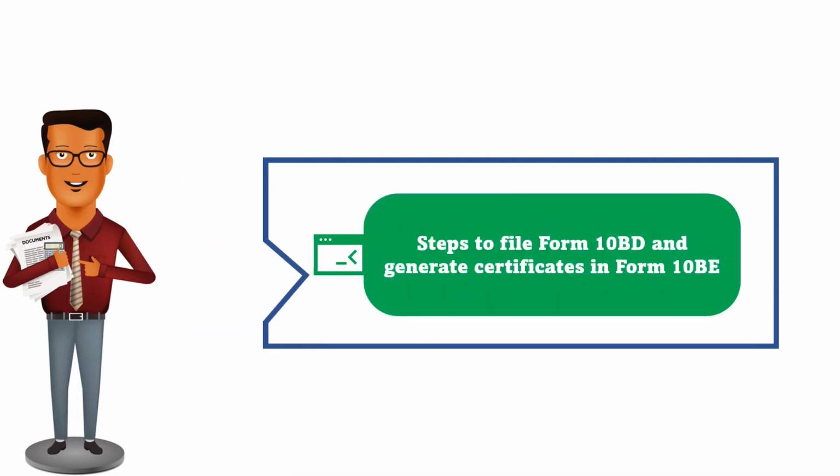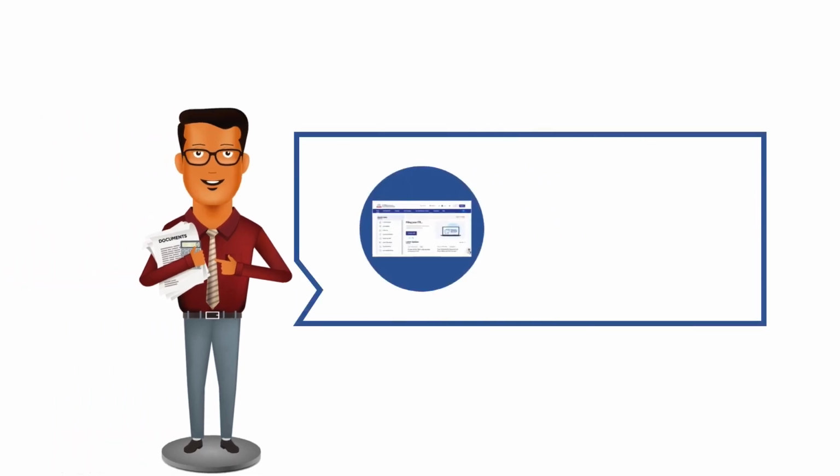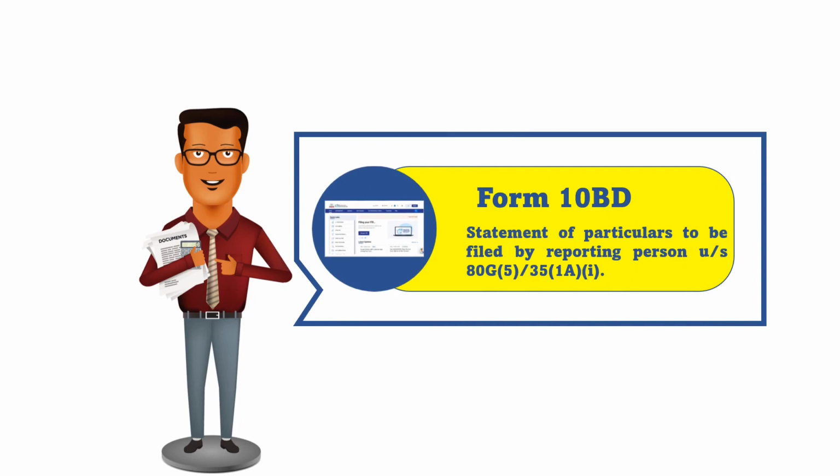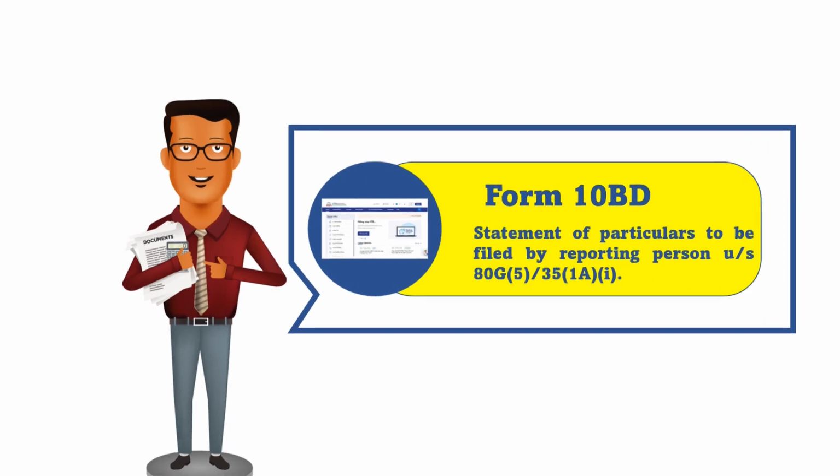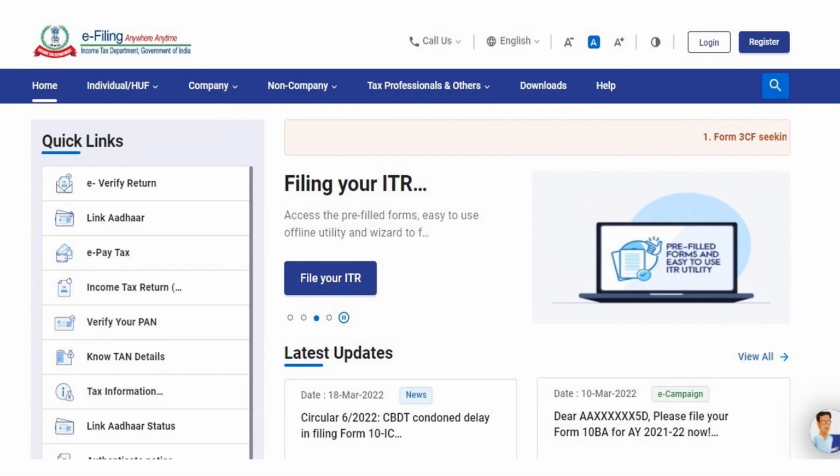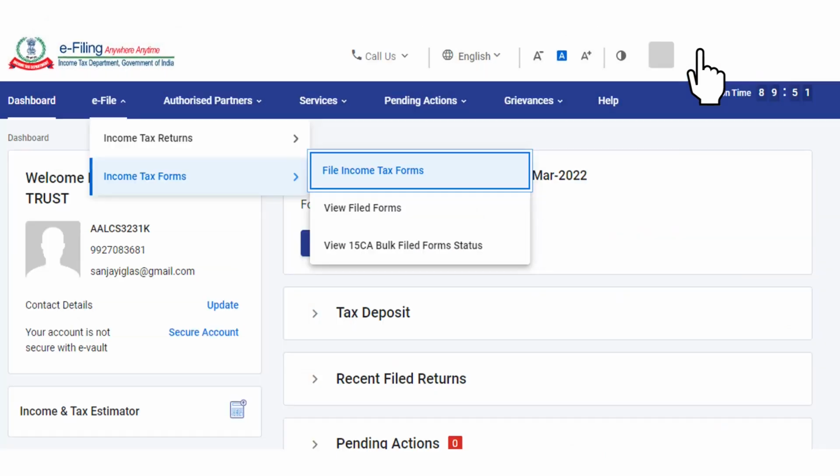How do we file Form 10BD and how do we generate certificates in Form 10BE? 10BD is a statement of particulars which is required to be filed by the reporting person under Section 80G and Section 35(1)(a). In order to file Form 10BD, the reporting person is required to log into the e-filing portal using its user ID and password.